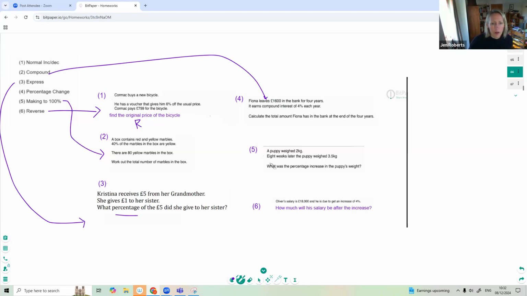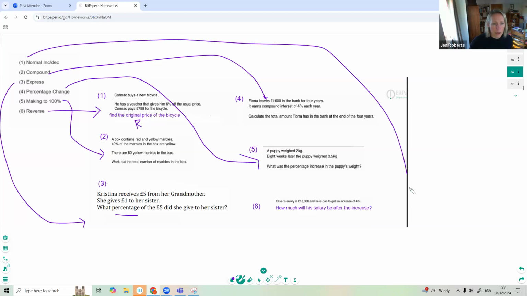A puppy weighed 2 kilograms. 8 weeks later, the puppy weighed 3.5 kilograms. What's the percentage increase in the puppy's weight? We're asked for a percentage increase. Percentage change. Oliver's salary is 18,000 and he's due to get a 4% increase. How much is the salary after the increase? So that's just a normal increase, decrease. You're given the amount and we're increasing it by 4%.